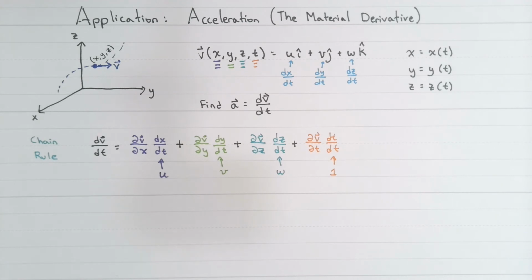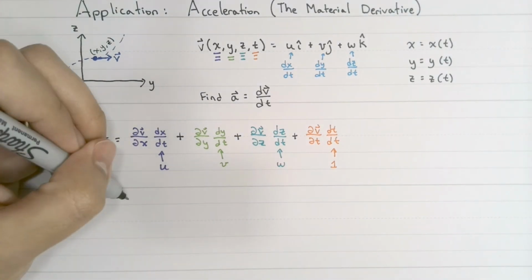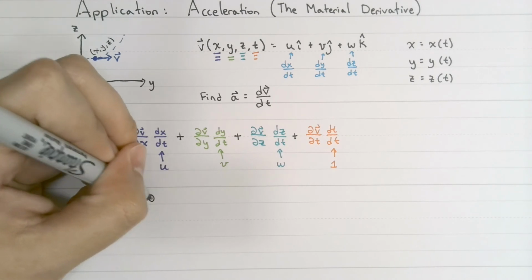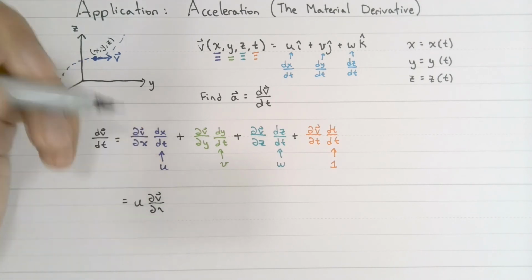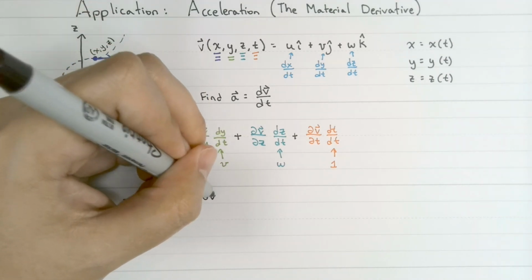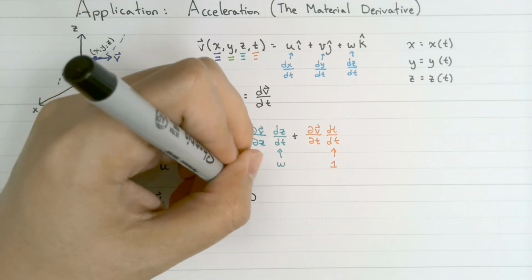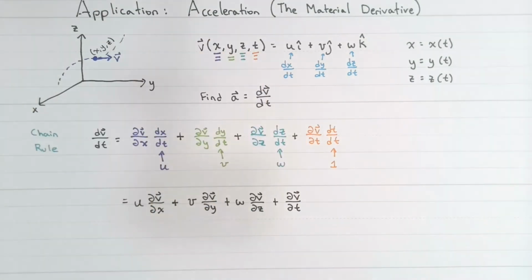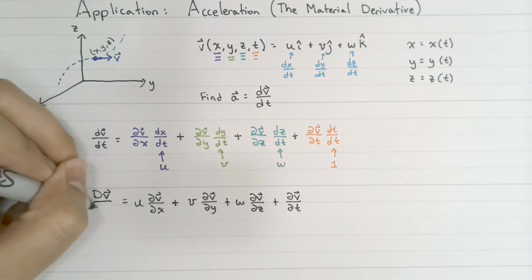Now this gives us a much more commonly used form of the acceleration equation, where Dv over Dt equals u times ∂v over ∂x plus v times ∂v over ∂y plus w times ∂v over ∂z plus ∂v over ∂t. For this type of derivative, we typically write the D in capital letters, and it takes the name of the material derivative.